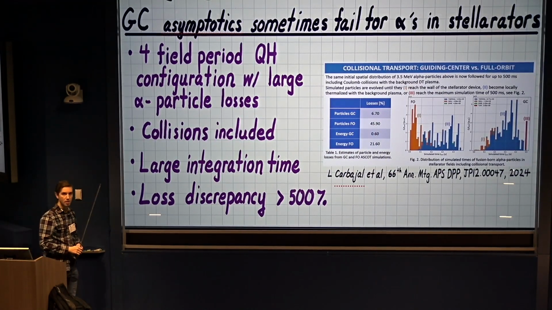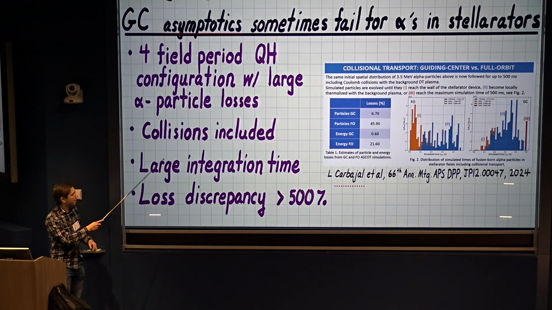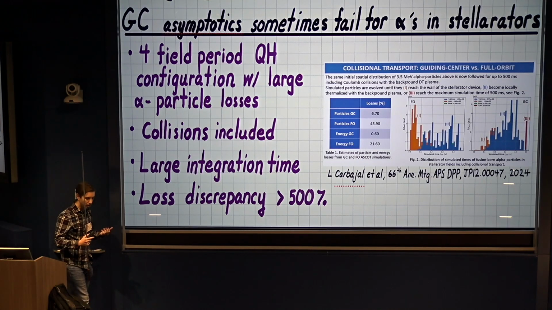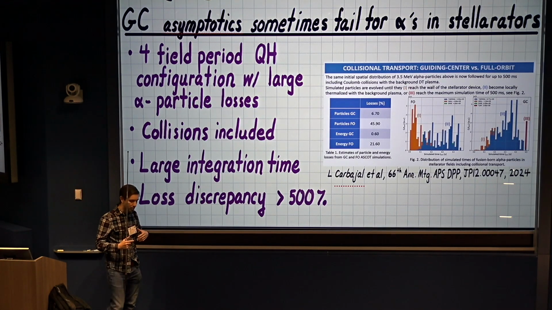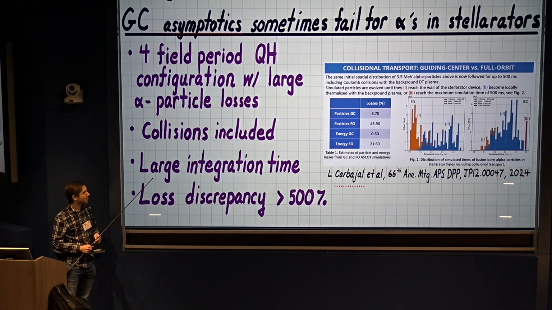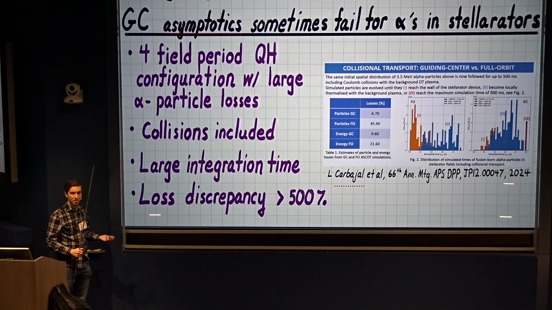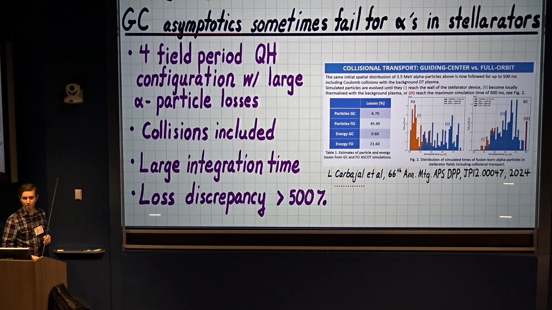So this is from a poster by Leo at APS this last year. And this is looking at configurations that were not optimized for high confinement. So this was a configuration that you might encounter in the process of optimizing a stellarator. So it's a configuration with high alpha particle losses. And again, what Leo found here is that there are large discrepancies between the full orbit and the guiding center predictions.